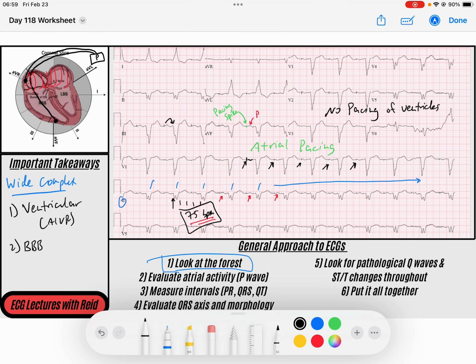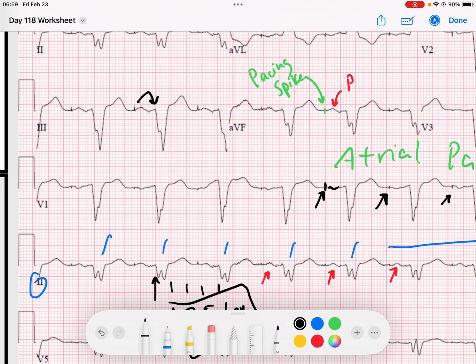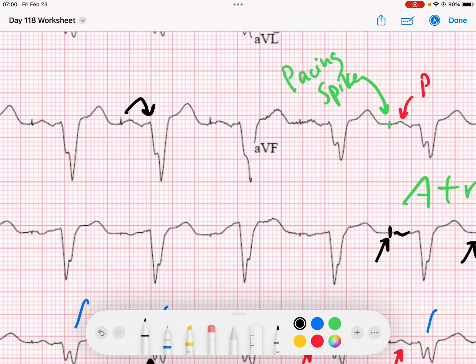So that tells me that it appears that these QRS complexes are coming from the intrinsic depolarization and propagation of signal from the AV node. And so I can measure my PR interval here from the beginning of the pacing spike to the beginning of the QRS, and you can see my PR interval looks to be 7 millimeters. If you do the math, that's 280 milliseconds.